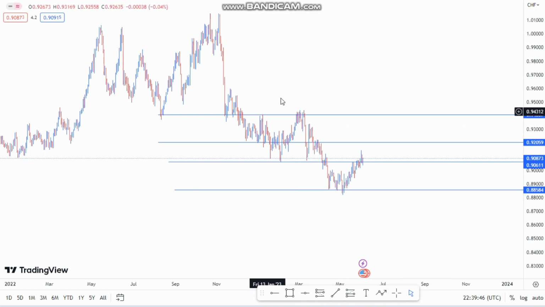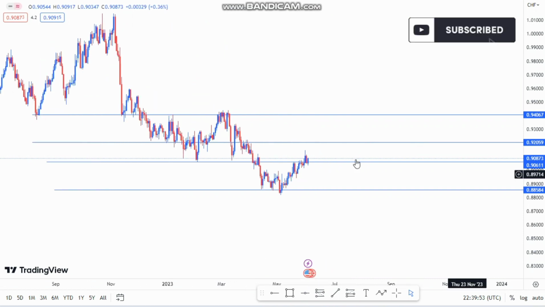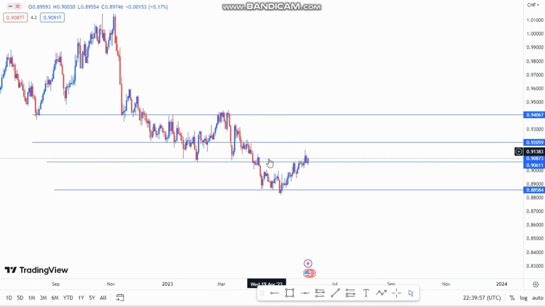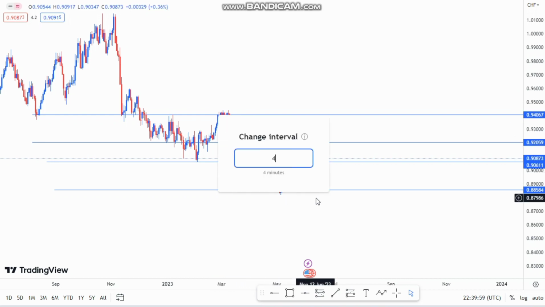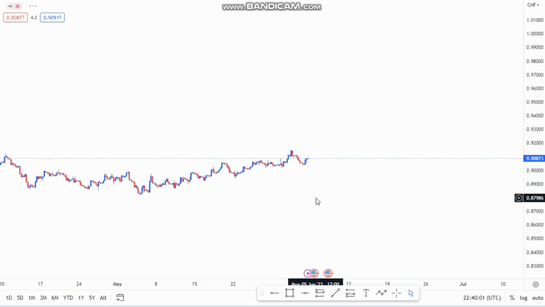So I'll start by analyzing USDCHF. As you can see, I've already laid out all the levels that I'm seeing on the market. Now you're on the daily time frame. You can see this level is supported, this one, and this one. So I'll just move to the 4-hour time frame just to save time on this analysis.